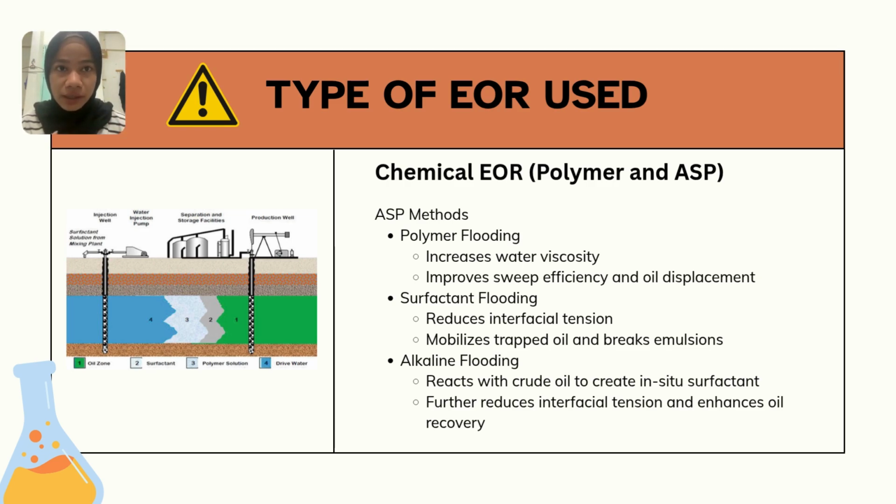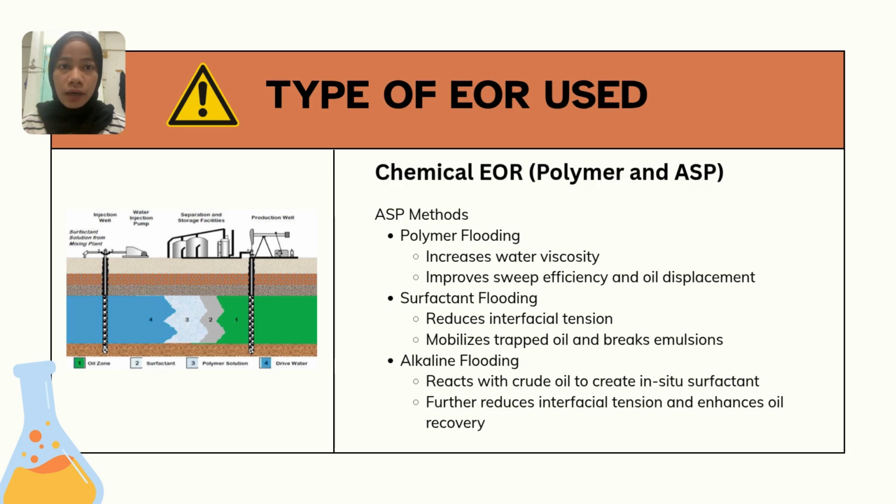So next is chemical EOR, which is polymer and ASP. ASP flooding stands for alkaline flooding, which involves injecting an alkaline substance like sodium carbonate. This chemical reacts with acidic components in the crude oil to produce surfactant in the reservoir itself. This in situ surfactant further reduces interfacial tension, significantly improving oil recovery.